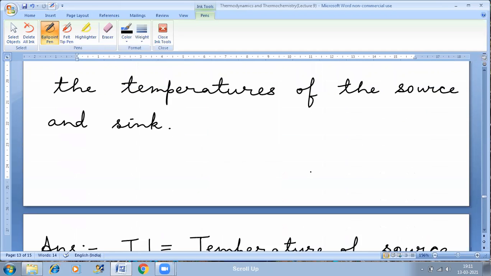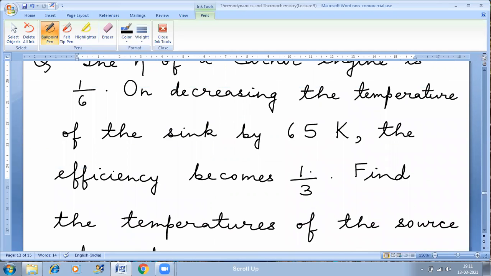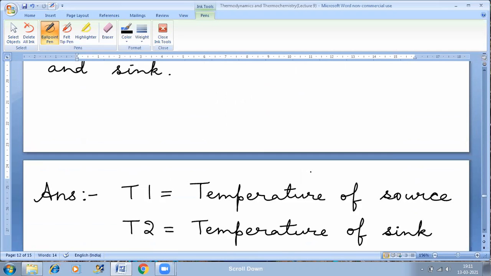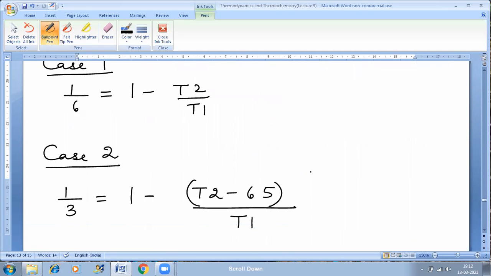Case 2. On decreasing the temperature of the sink by 65 Kelvin, the efficiency becomes 1 by 3. So in the second case, the temperature of the sink has been decreased by 65 Kelvin. Hence, I can say that in case 2, the new temperature of the sink will be T2 minus 65, because decreased by 65 means it will be T2 minus 65. And so the new efficiency is 1 by 3.